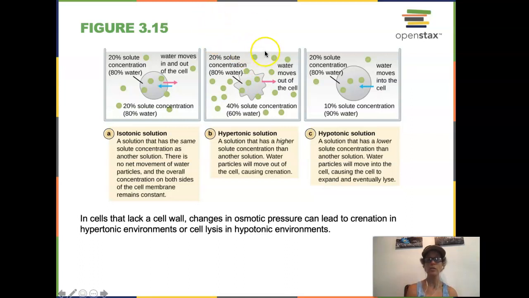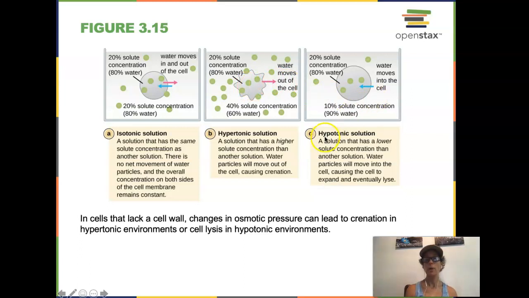So if the solution outside the cell is hypertonic, water will move out. We have a high concentration of water inside the cell, a low relative concentration of water outside the cell. Water will move from a high concentration of water to a low concentration of water.